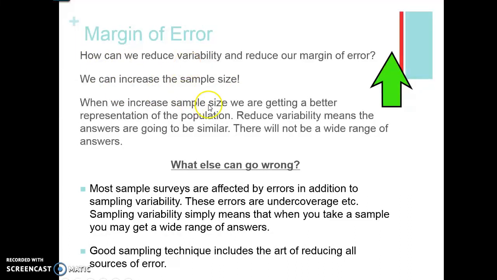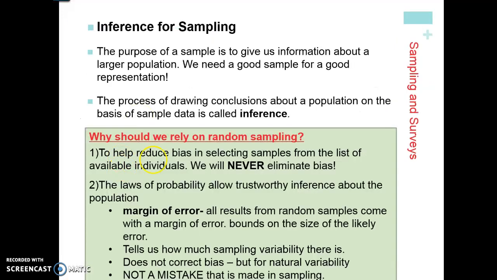How can we do this? We can increase the sample size. Well, what does that do? When we increase the sample size, we're getting a better representation of the population. So reducing that variability means that the answers are going to be similar to the population. Okay, so there's not going to be a wide range of answers from the sample that are going to be different from the population.